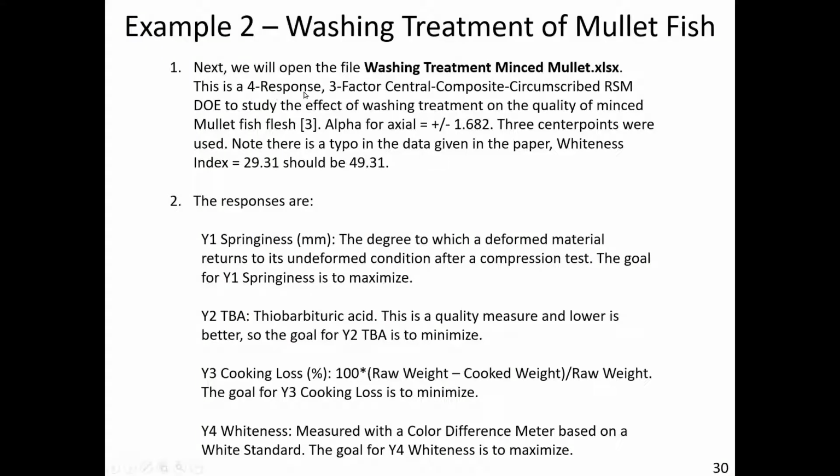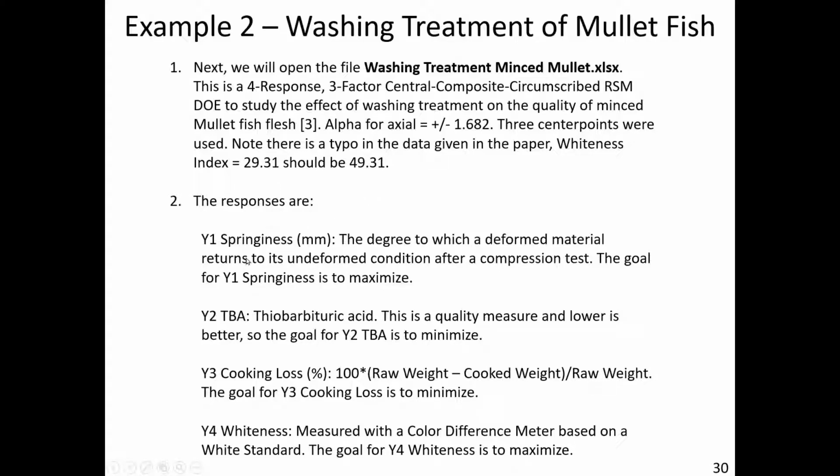And it's a 4-response, 3-factor central composite circumscribed response surface design to study the effect of washing treatment on the quality of minced mullet fish flesh. Because it's 3-factor, the alpha for the axial values in the central composite is 1.682. That's going to become important when we do the analysis. We need to specify that. 3 center points were used. And just a point, there is a typo in the paper, and so we use 49.31 rather than the 29.31.